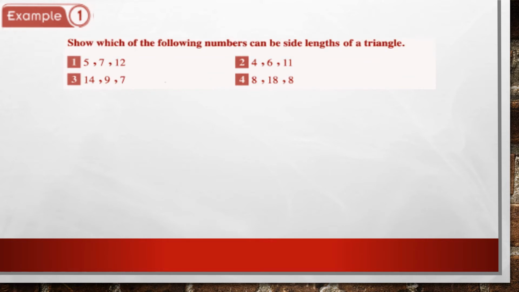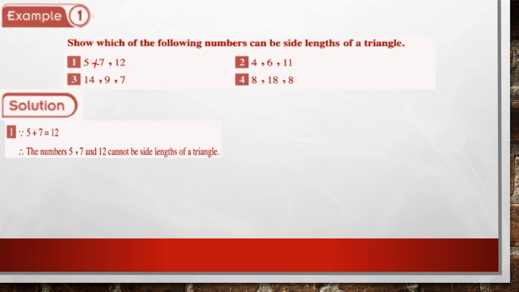Example 1. Which of the following numbers can be side lengths of a triangle? We have the first one, 5, 7, 12. We will sum the smaller sides. 5 plus 7 equals 12. So we can't draw a triangle using these sides because the sum of two sides is equal to the third one. So it's impossible to draw a triangle like that.